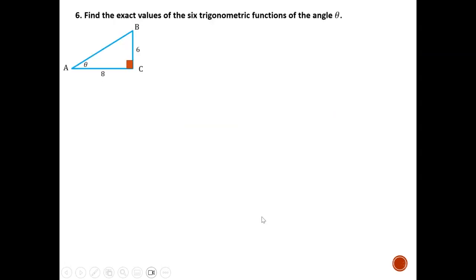Okay, now, number 6. This is find the exact values of the 6 trigonometric functions of the angle theta. To find the 6 trig functions, we have to know also what the hypotenuse is. So the first thing, we're going to use the Pythagorean theorem to find the hypotenuse. So a squared plus b squared will give you c squared. C squared will always be the hypotenuse. It doesn't matter if this is a or b, right?